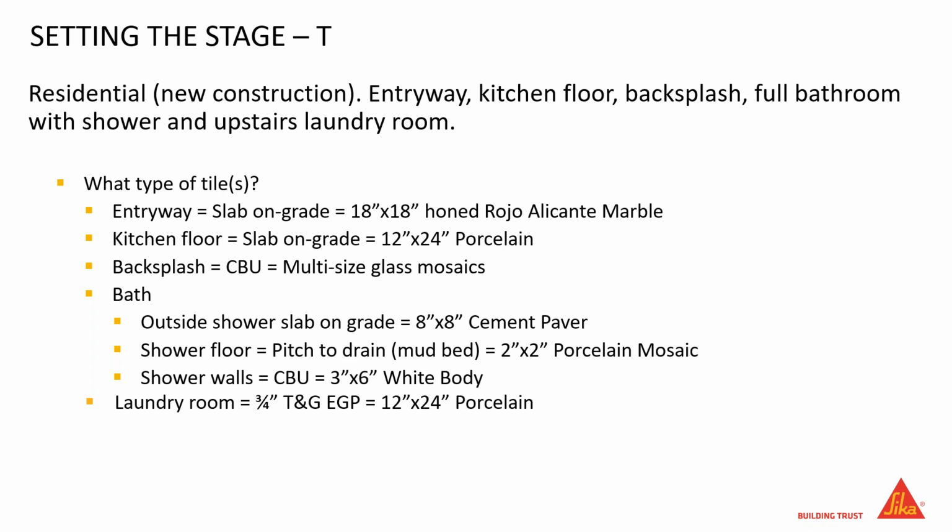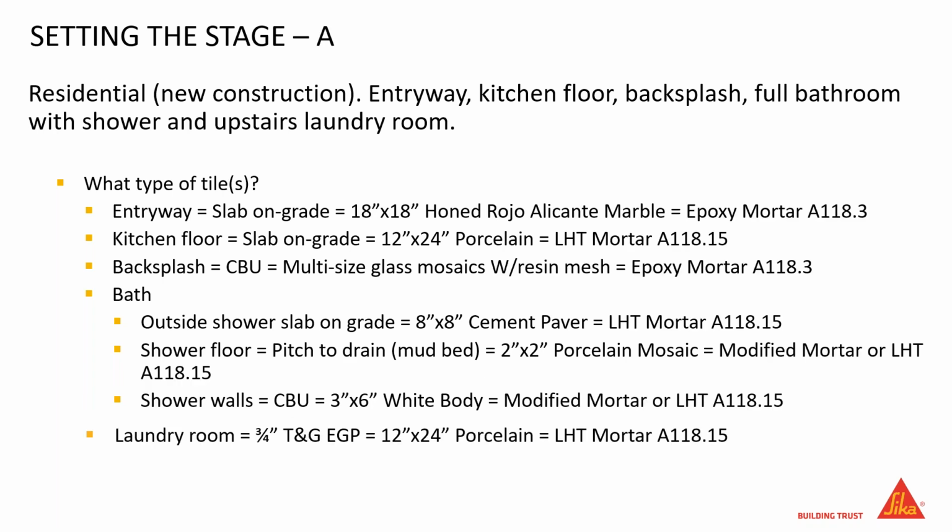And then laundry room is going to be 3/4 inch tongue and groove, exterior grade plywood. We've got the patching compound membrane. Now we're using a 12 by 24 porcelain, and there's going to be a bull nose that goes with that, we're going to turn up and run that as a base. So now we know our tiles. So we know our substrates, we know our tiles. Now it comes down to selecting the appropriate mortar or adhesive, or what we're going to be using to stick these products with. So on that entryway, that slab on grade, 18 by 18 honed Rojo Alicante.